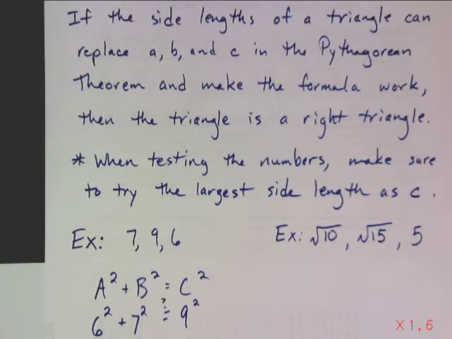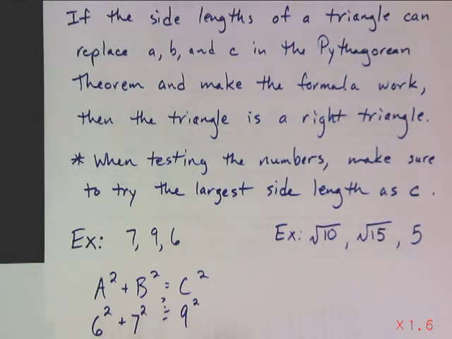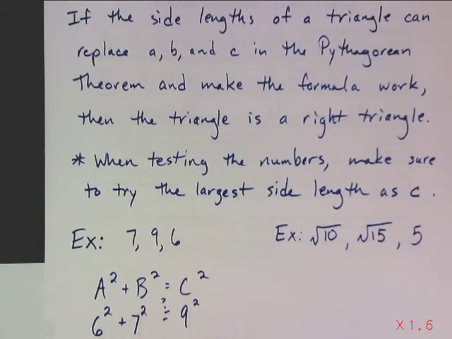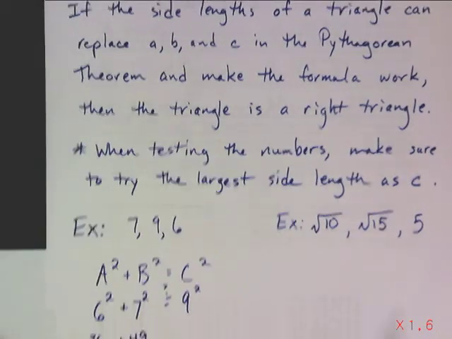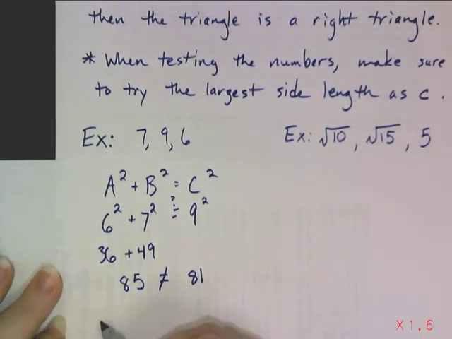Let's do the math and find out. 6 squared is 36. 7 squared is 49. 36 plus 49 is 85. 9 squared is 81. Those 2 sides are not equal to each other. So no, not a right triangle.